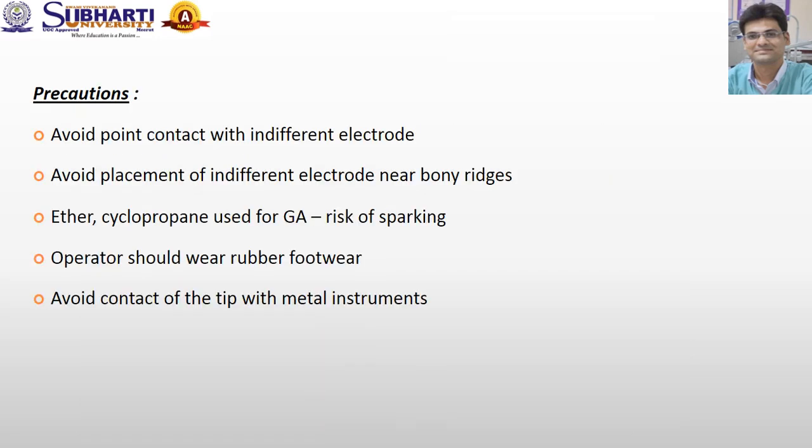Precautions to be taken during electrocautery: avoid point contact with the indifferent electrode, and avoid placing the indifferent electrode near bony ridges. When ether or cyclopropane is used for general anesthesia, there is a risk of sparking. The operator should wear rubber footwear and avoid contact of the tip with metal instruments.